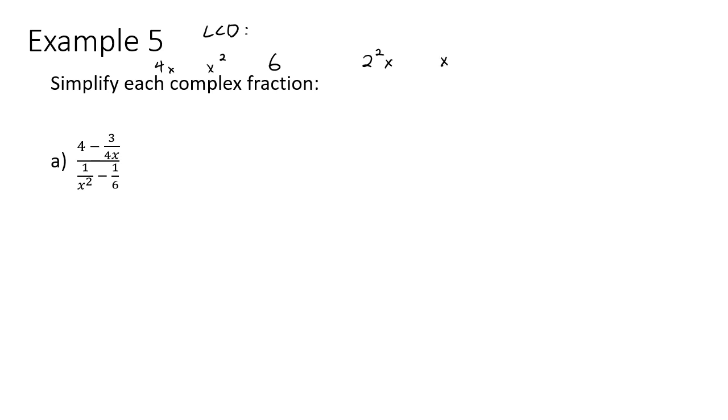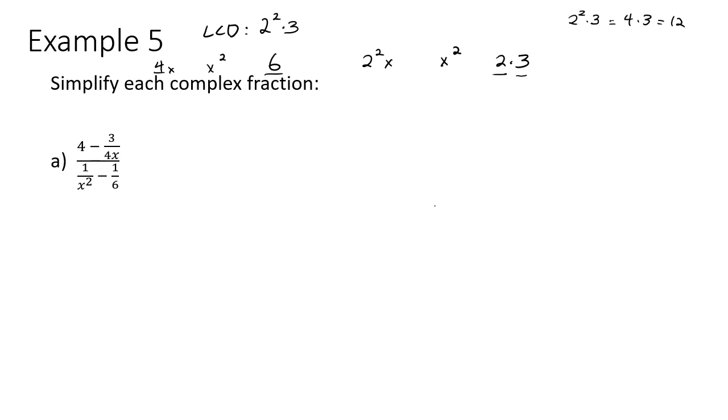X squared is just x squared, and then 6 is 2 times 3. And so just like before, I'm going to go through each denominator and collect the biggest power of each unique factor I see. So we've got a factor of 2, but the biggest power of that is squared from the 4. We've got a factor of 3, which, by the way, 2 squared times 3 is 4 times 3, which is 12. 12 is the smallest number that is divisible by both 4 and 6.